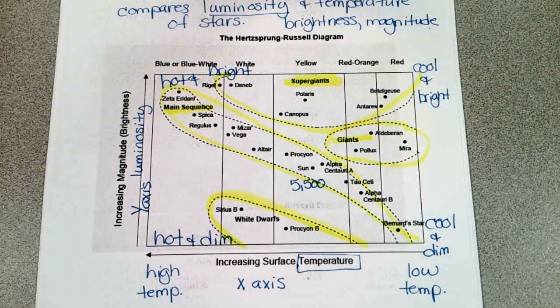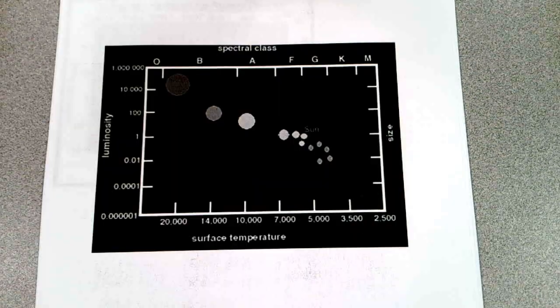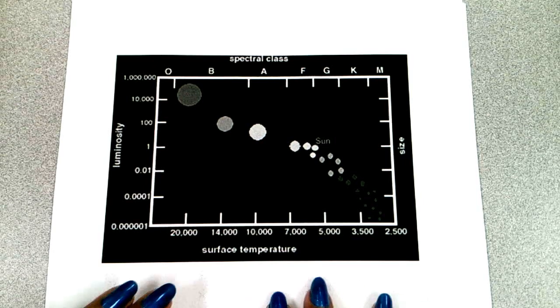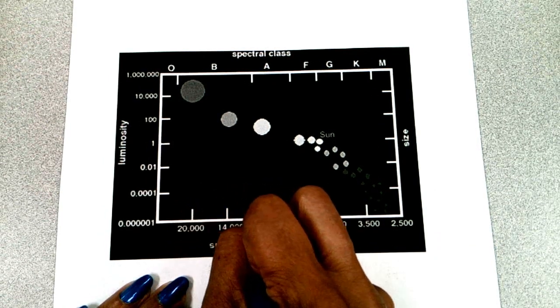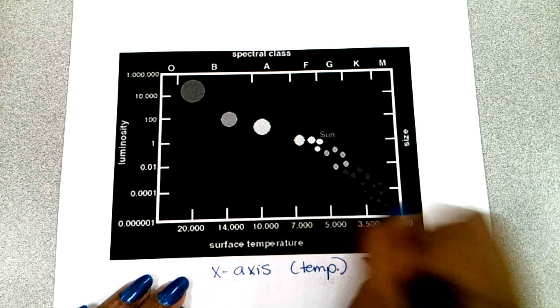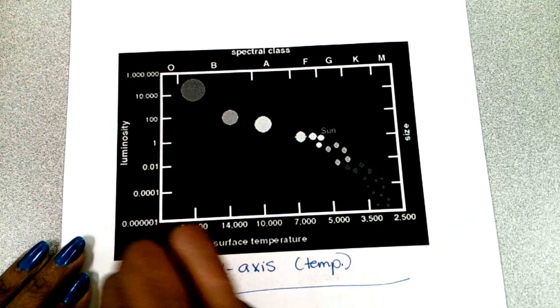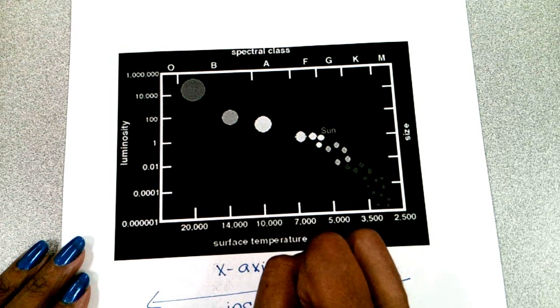Okay, now I'm going to go through another diagram and kind of show you some differences. All right, now this HR diagram, again, you have your x-axis, which is your temperature. And as you can see, as you go from right to left, it increases.